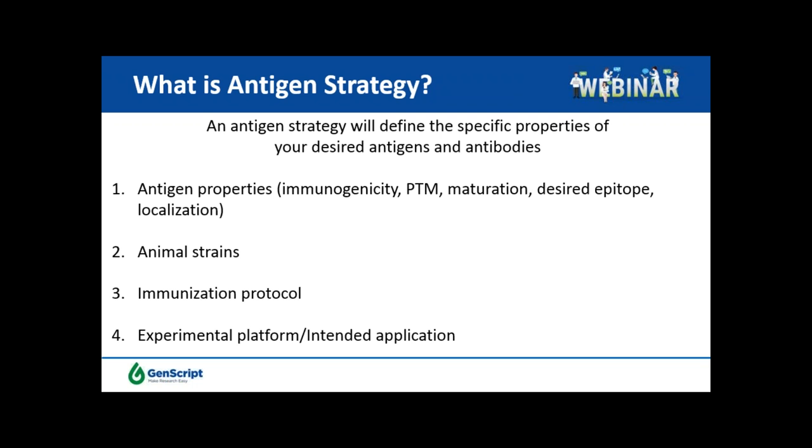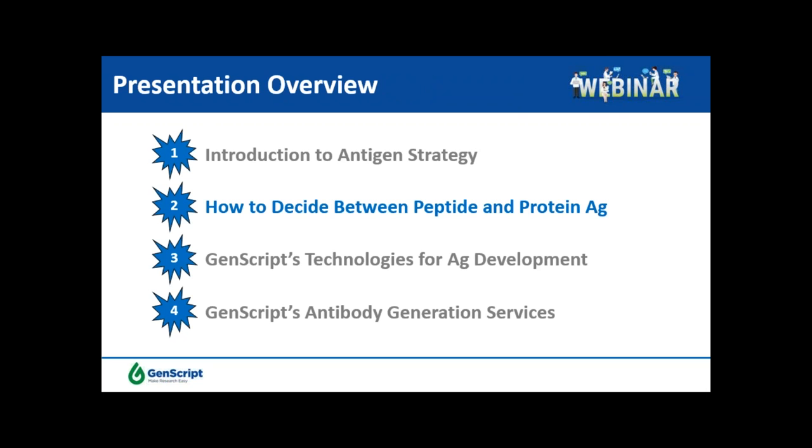Number three, injection protocols. Where should I inject? How many shots do I need to give? How often should I do the boost? And what adjuvant to use? All of these questions need to be answered before deciding on your antigen strategy. And then number four, application or your experiment platform. There's no universal antibody for every experiment. You will need to optimize the antigen based on your desired application. So with these four aspects in mind, I will further address several key factors during the decision-making process.